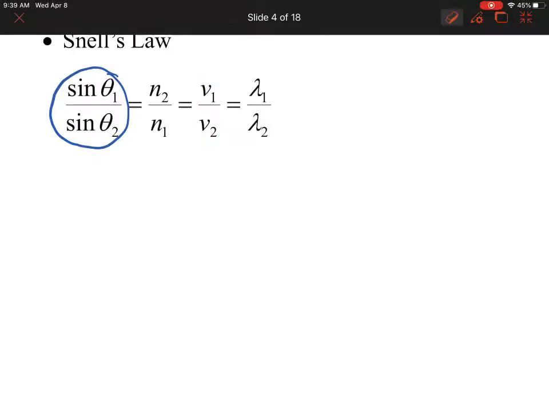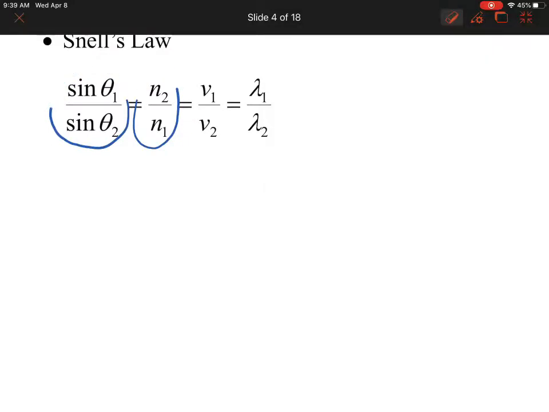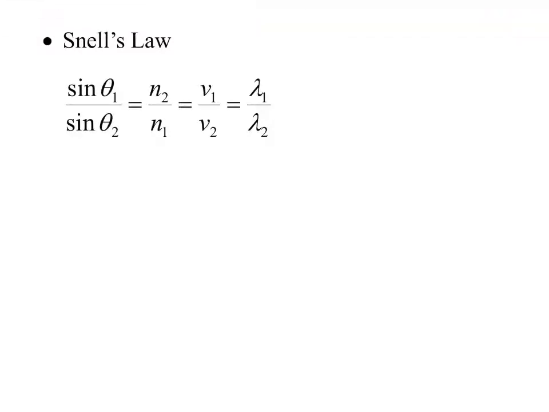If you have the angles and you are looking for the indices of refraction, you have one of them but you need the other, then you make that equal to that. So in this kind of equation, you're just taking one thing and making it equal to the other, right? Depends on what you're working with.